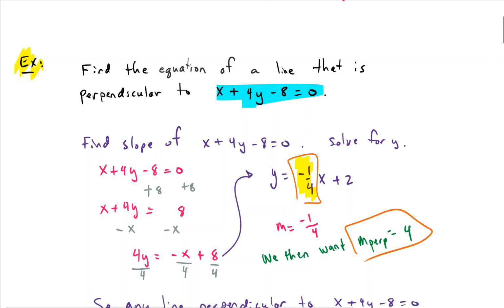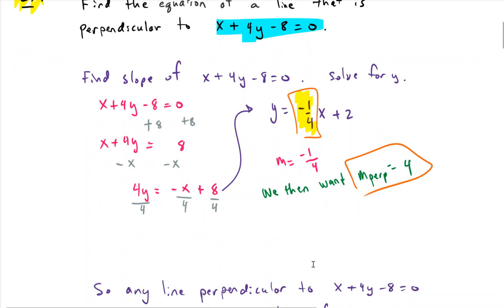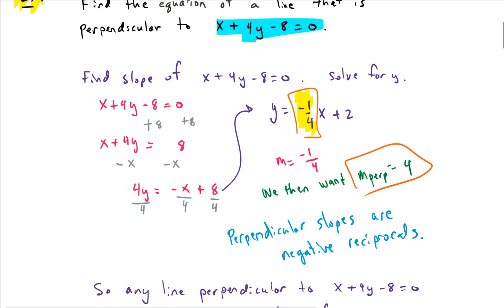Why did we flip it and change the sign? Well, because perpendicular slopes are negative reciprocals. Perpendicular slopes are negative reciprocals. That's important to note. So we have our slope that we want.